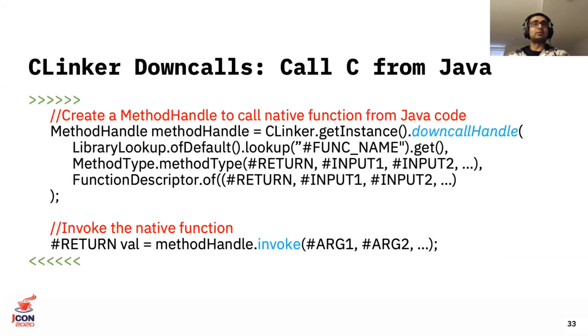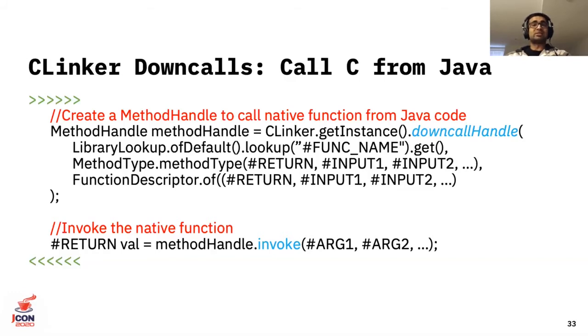Now we look into the core component of this API, which is the CLinker. In this example, I've shown the CLinker's ability to perform a downcall, which simply refers to invoking native functions from Java code. First, a method handle is created through the downcall handle method, which is available in the CLinker class. This method accepts a library lookup symbol, a method type instance, and a function descriptor instance, which we covered in the previous two slides.